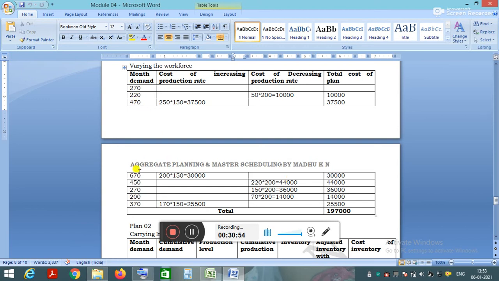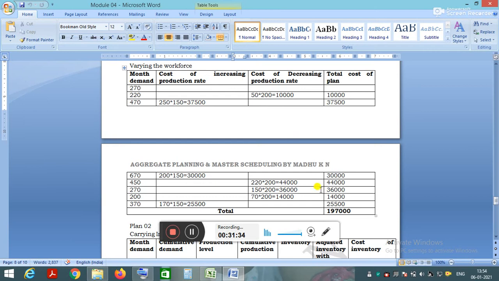It increased from 470 to 670, therefore 200 into 150 is 30,000. Again it decreased from 670 to 450. The decrease in the production rate is 220. 220 into 200 is 44,000. Similarly, 150 into 200 is 36,000. 70 into 200 is 14,000. Again it increased from 200 to 370. There is an increase in the production rate of 170. 170 into 150 is 22,500.